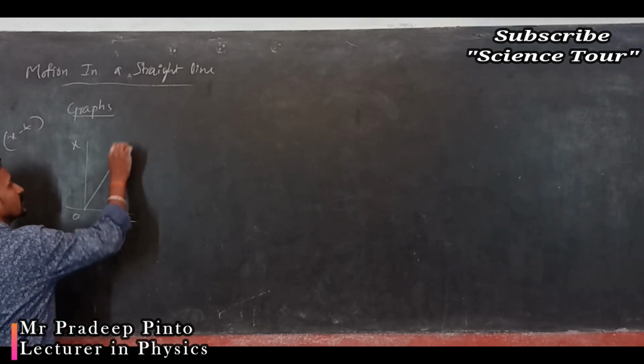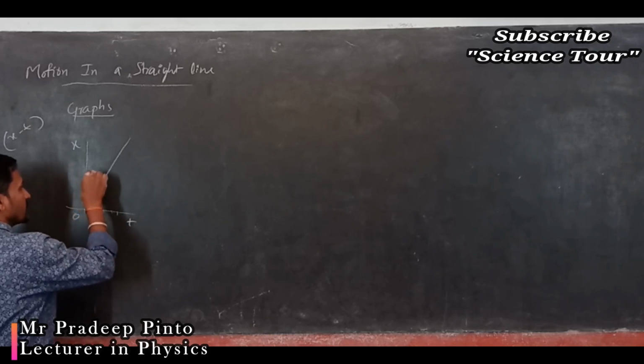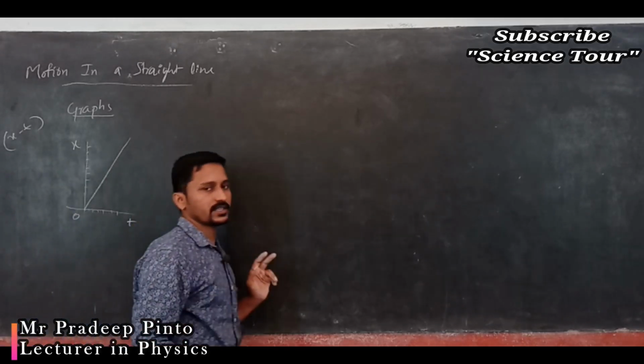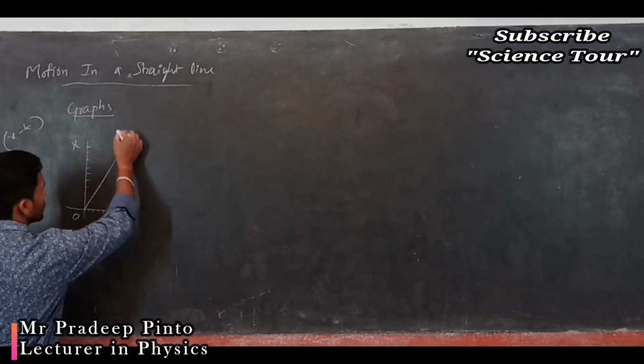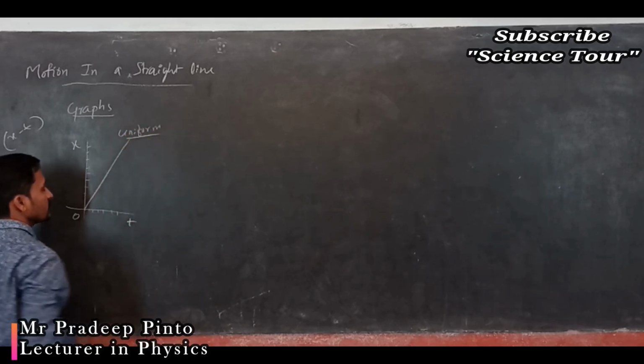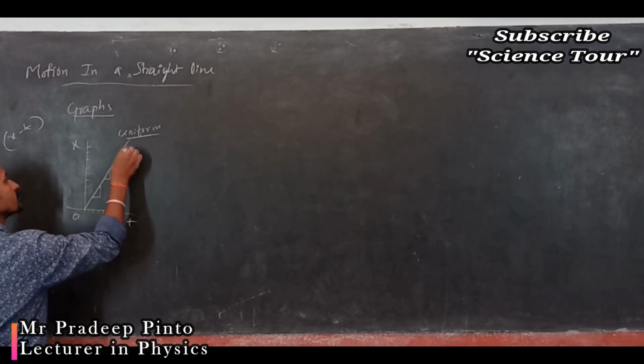Now this is the graph of x versus t. As time increases, position increases. Same way, position increases. That is called uniform motion. Why is it uniform? Because wherever you take the slope, you will get the same value.